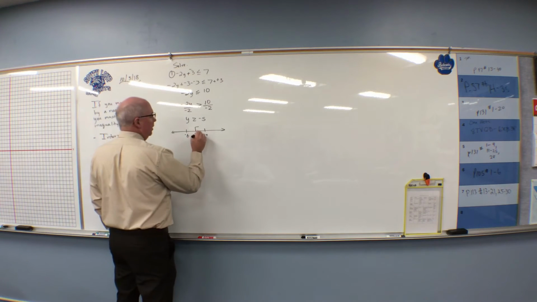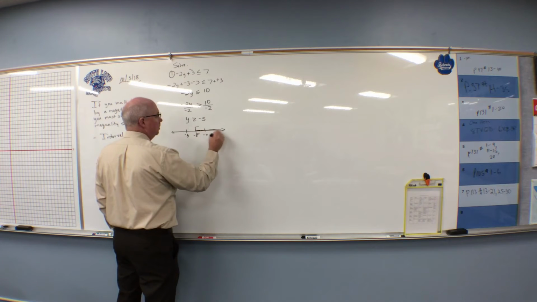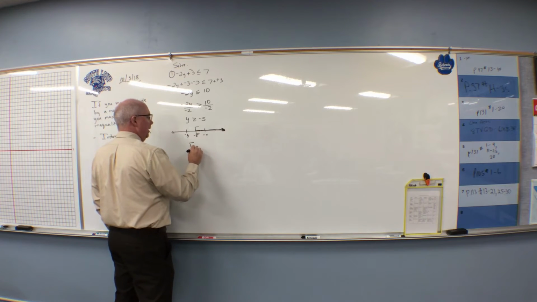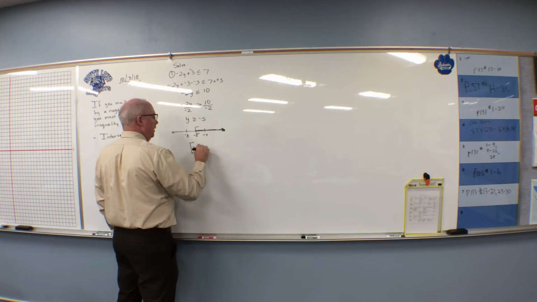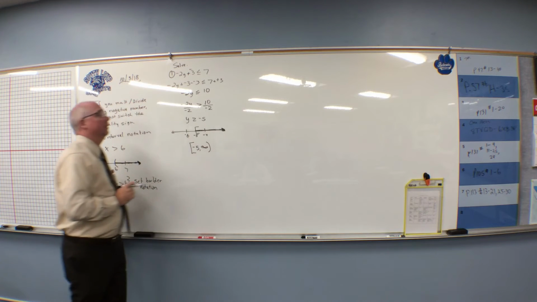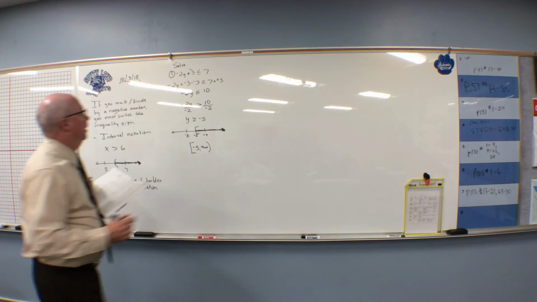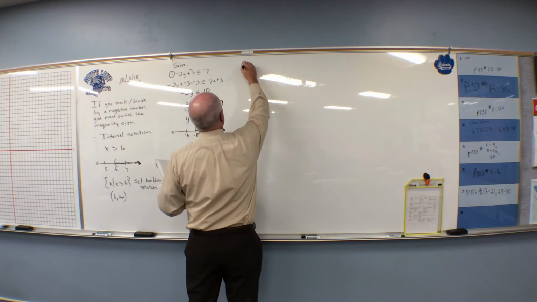So I put a bracket here and I shade, right? Like that. And so my notation is bracket negative 5, infinity, parentheses. Cole, do you have any questions about that? Not yet. Okay. All right. Well, let me know if you do. Any of you, please.